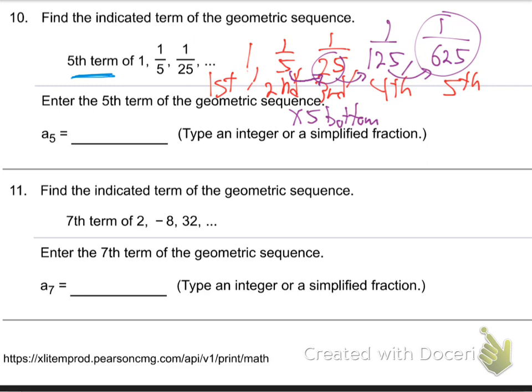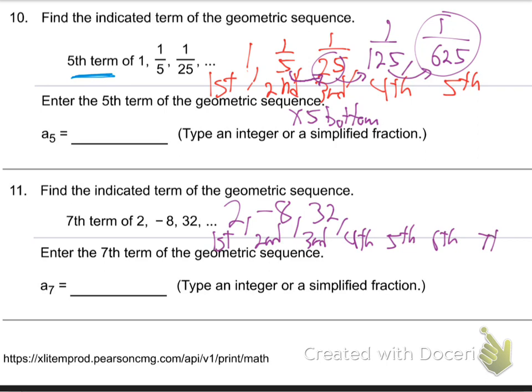But let's do the same thing on number 11. They just want the seventh term. See how it starts off 2, then negative 8, then 32. This is the first, second, third. Can you find the fourth, fifth, sixth, and seventh? They just want you to go out to the seventh term. Can you do that? Just go to the seventh term real quick.